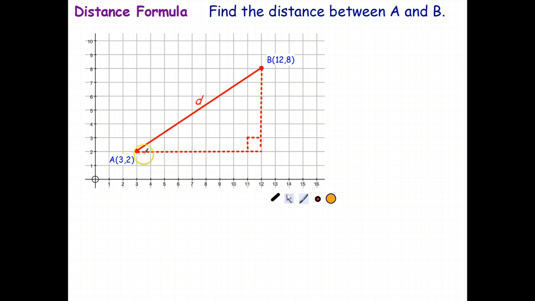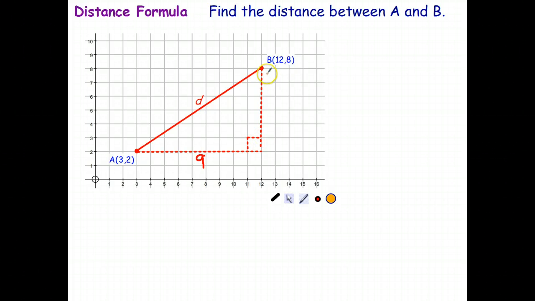So the difference between those two is just 12 subtract 3. And 12 subtract 3 is 9. So I found the length of the leg first by counting, which is fine, but also by just finding the difference in the x-coordinates. What about the length of this leg?